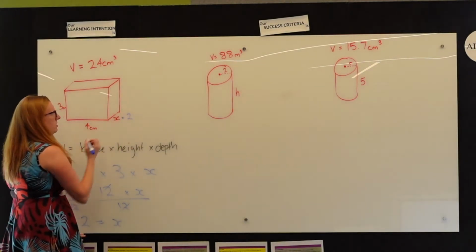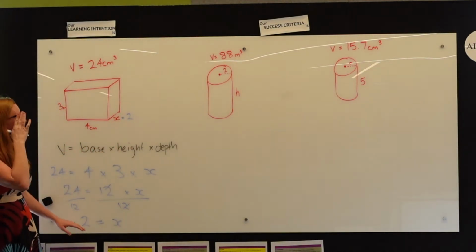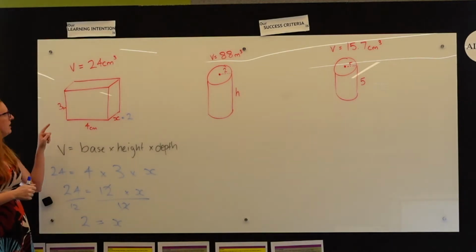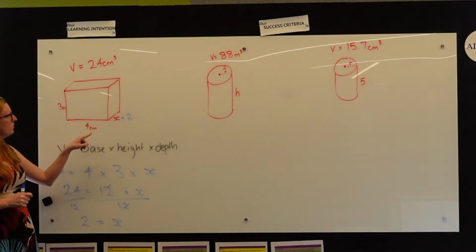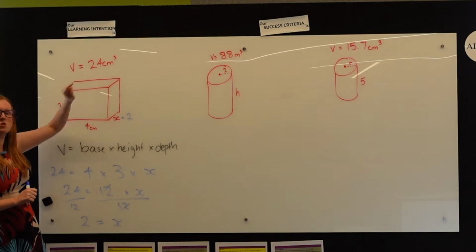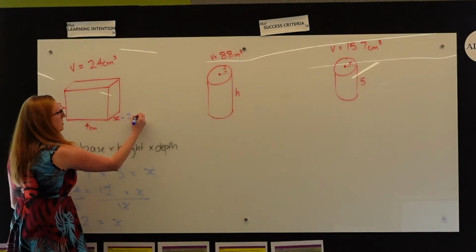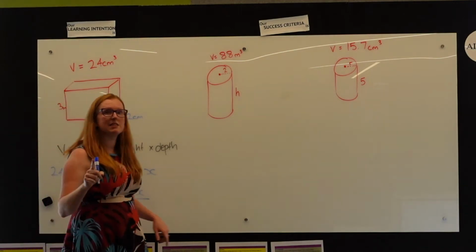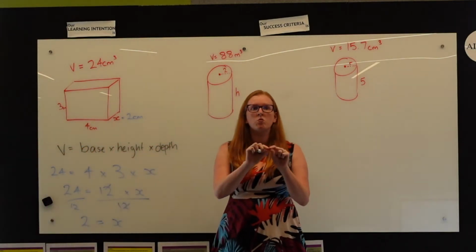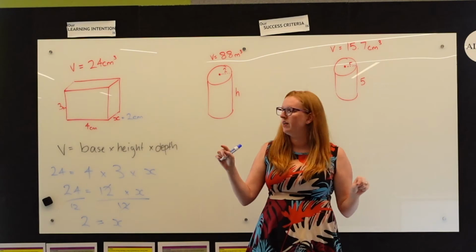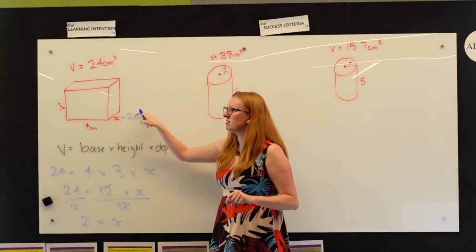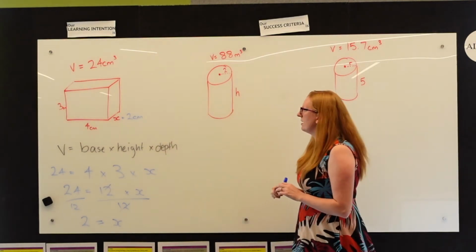X equals 2. So now if I worked this the other way, 3 times 4 gives me 12. 12 times 2 gives me 24. So this here, that would be 2 centimeters. It wouldn't be centimeters squared though, because it's only one length. It's one dimensional. So I'm not going to be putting any numbers after my units there.